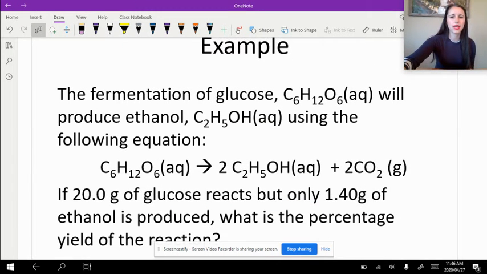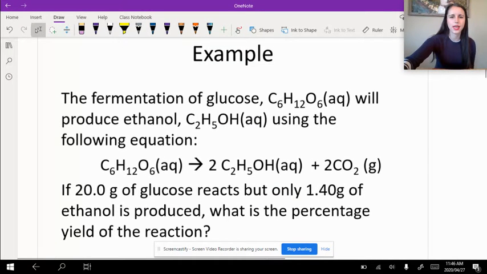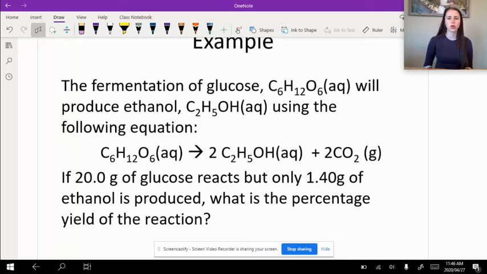So we're going to be looking at this example today. This is one of two examples that we're going to be looking at. We're going to be looking at the fermentation of glucose. If you take a look, we've been given a couple bits of information. We've been given the actual chemical reaction here. Notice that it is already balanced, and we were given a mass of glucose, and we were given a mass of ethanol, but I'm actually going to highlight a separate word there.